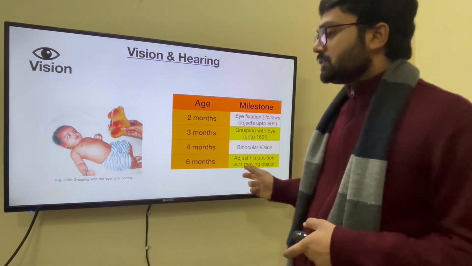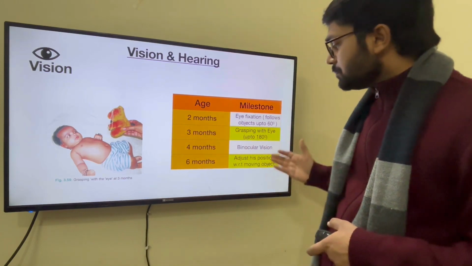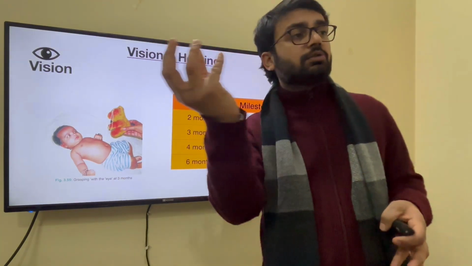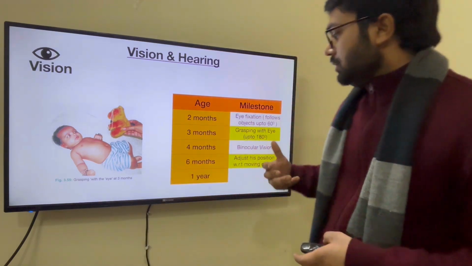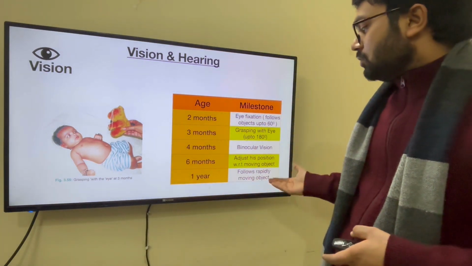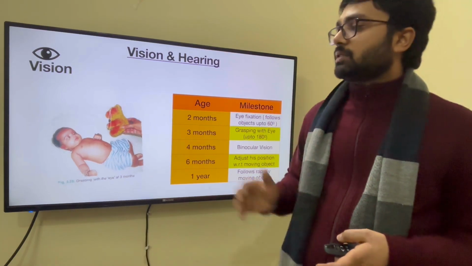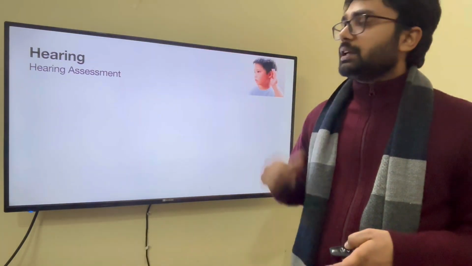At 6 months, the child can adjust his position with respect to a moving object. Like if we are rotating a ball, the child will also rotate with that ball. So at 1 year, now the child follows rapidly moving objects. So this was the vision. Now coming to the hearing assessment.